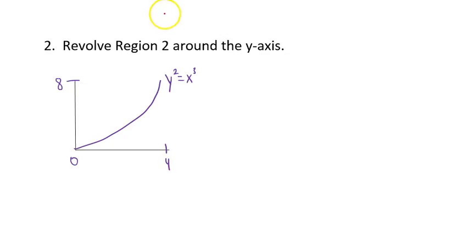Okay, now example 2, we're going to take region 2 around the y-axis, and region 2 is that upper region. So this big region around the y-axis. The first thing I'm going to do is draw my typical rectangle parallel to what I'm going around. Since I'm going around the y-axis and it's vertical, I'm going to draw a vertical rectangle. Remember, I'm going to stop it at 8 because that's where region 2 ends.